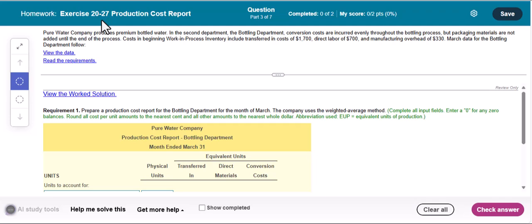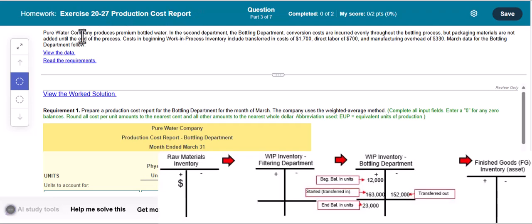Exercise 20-27 Production Cost Report. Pure Water Company produces premium bottled water. In the second department, the bottling department, conversion costs are incurred evenly throughout the bottling process, but packaging materials are not added until the end of the process. Costs in beginning work in process inventory include transferred in costs of $1,700, direct labor of $700, and manufacturing overhead of $330. March data for the bottling department follow.